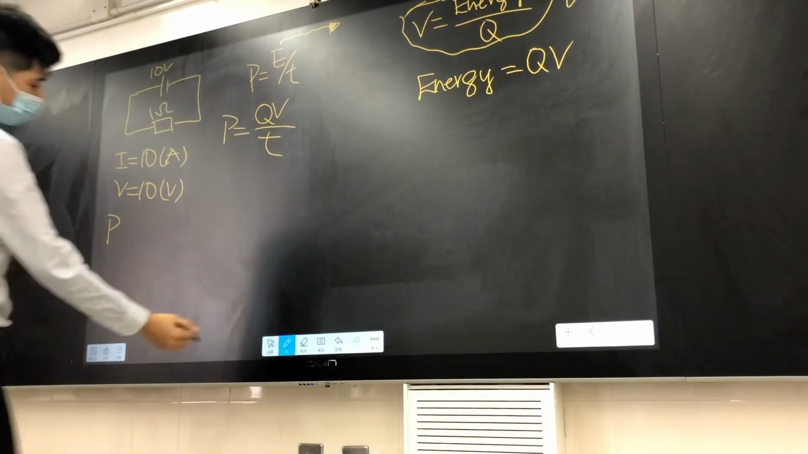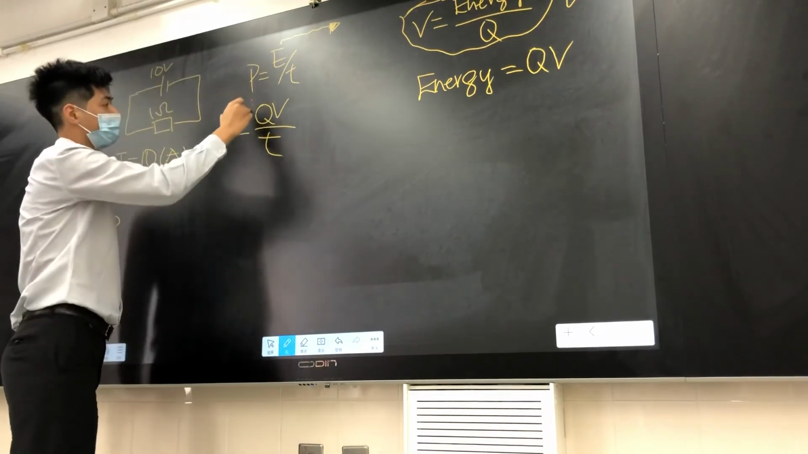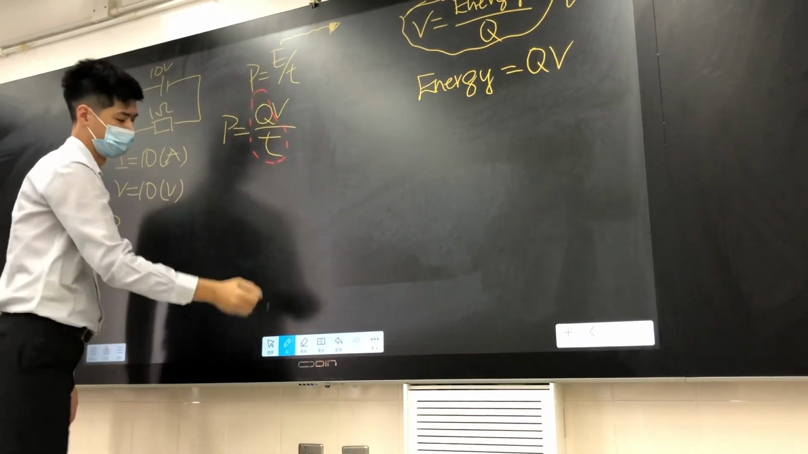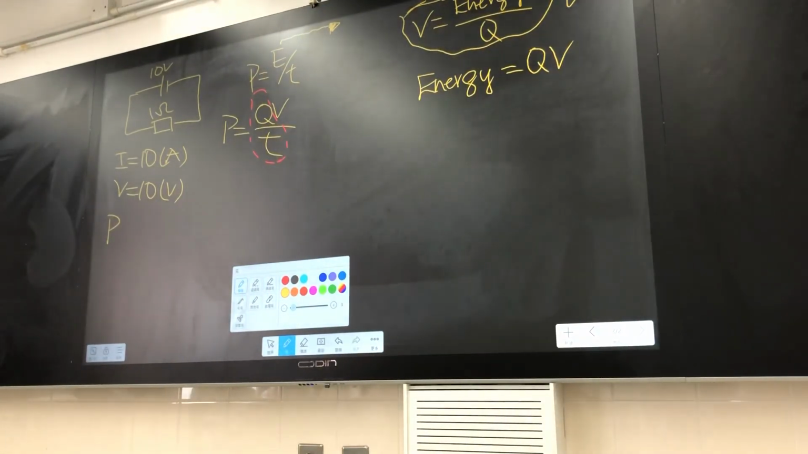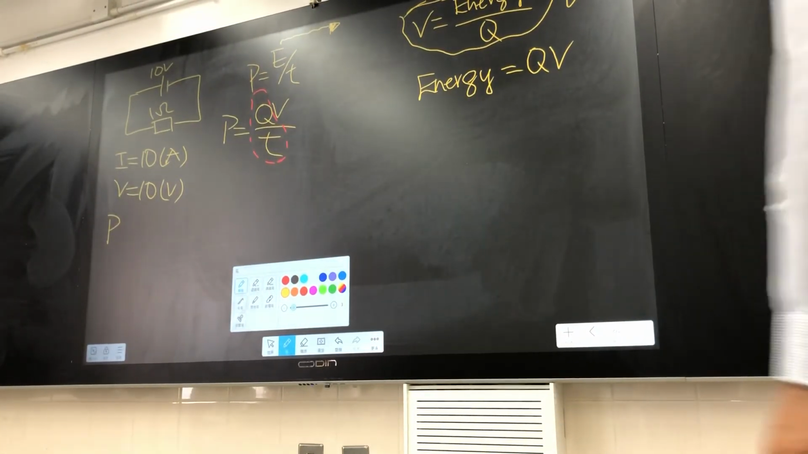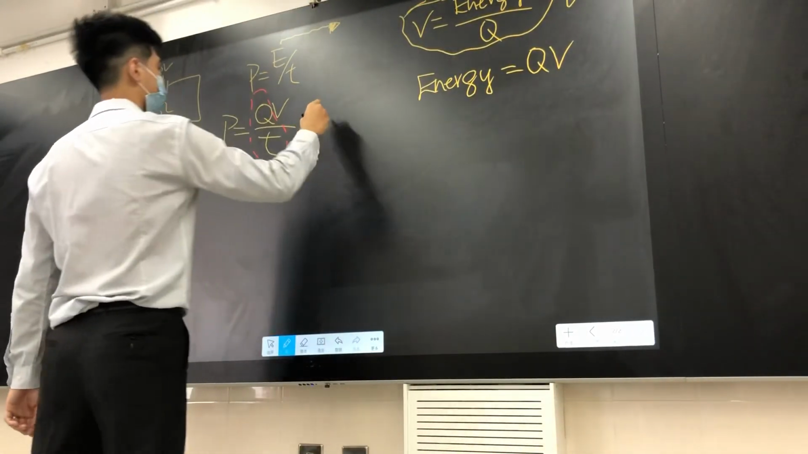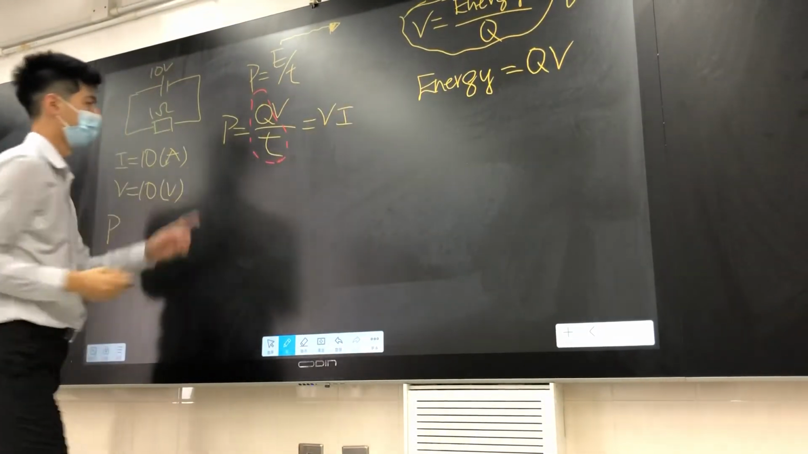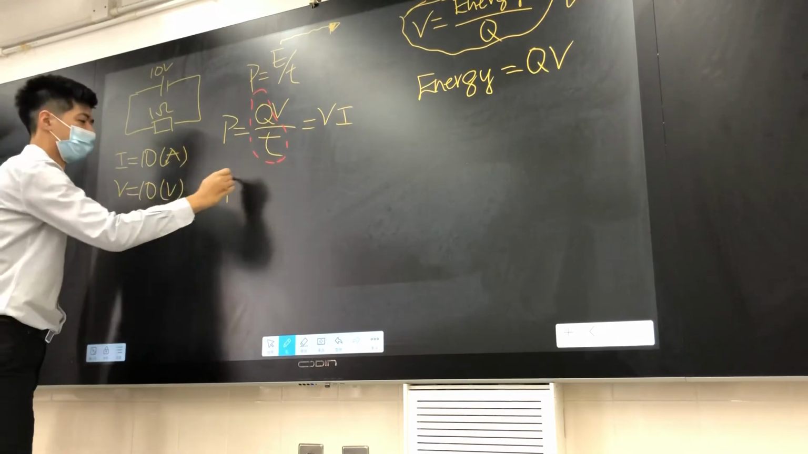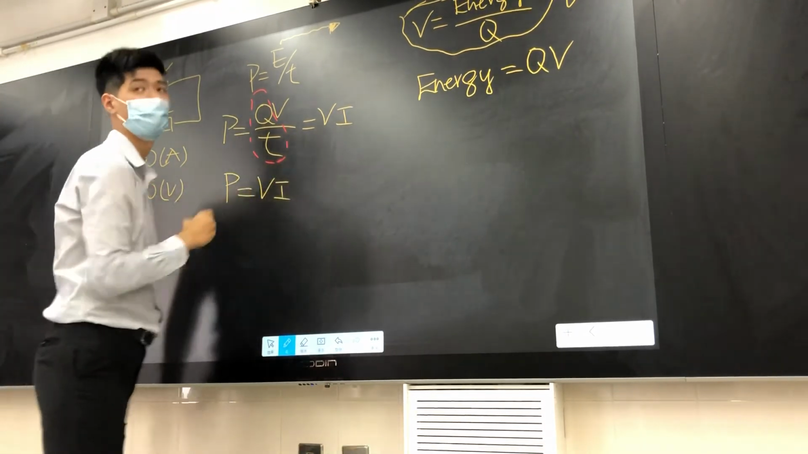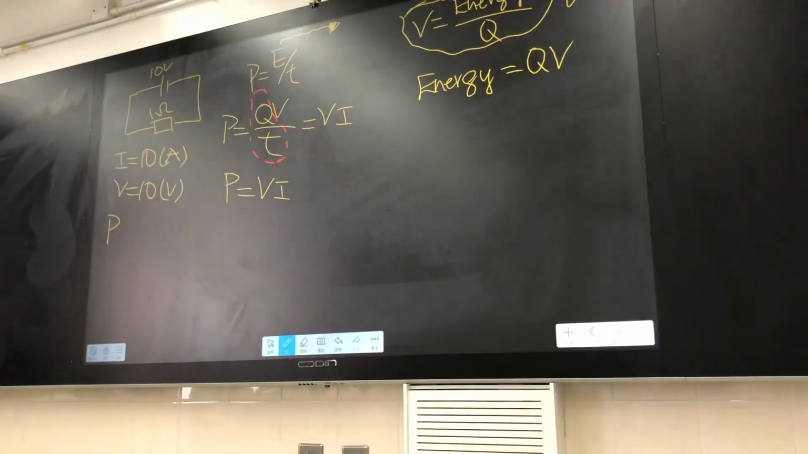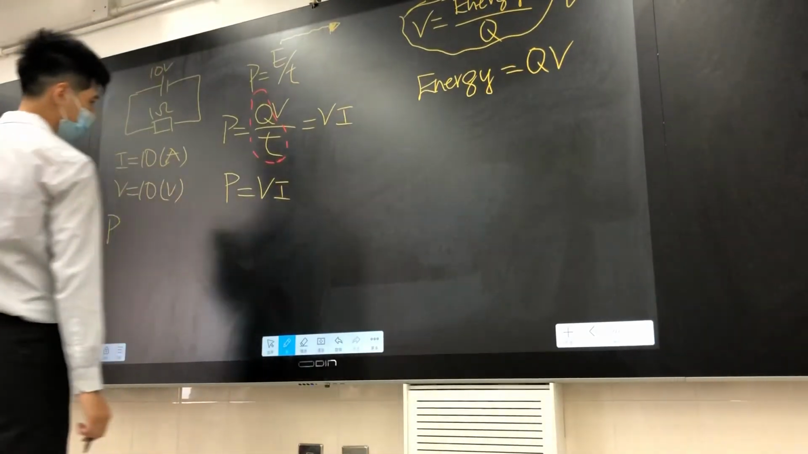So what is Q over T? What is coulomb over time? Yes, it equals I. So actually, the power consumed by the electric component equals VI. This is the equation for you to find the energy consumed by the electronic device in 1 second.